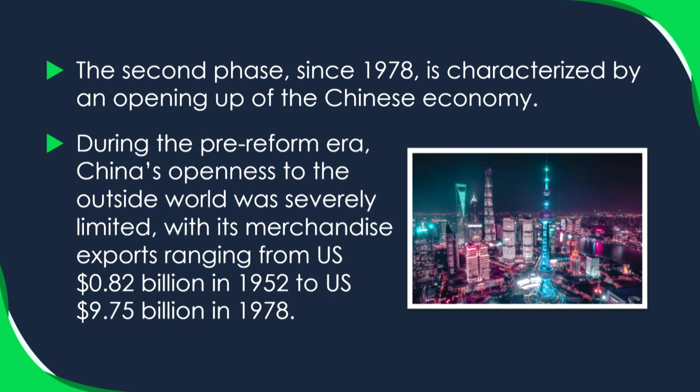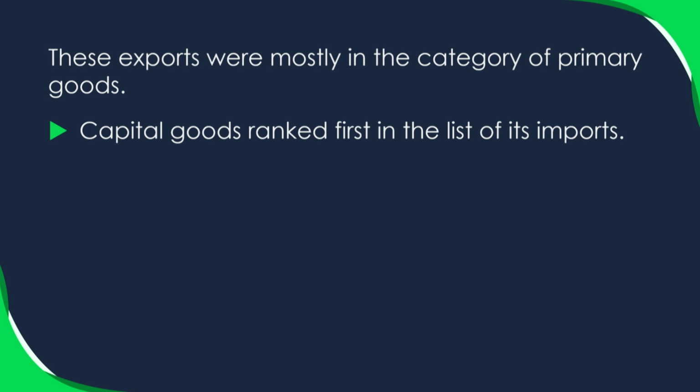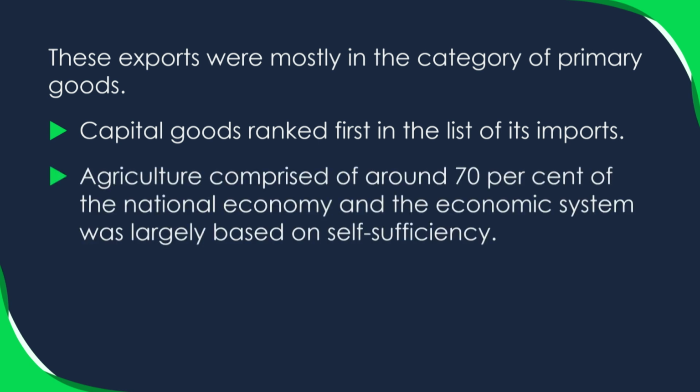During the pre-reform era, China's openness to the outside world was severely limited, with its merchandise exports ranging from $0.82 billion in 1952 to $9.75 billion in 1978. These exports were mostly in the category of primary goods. Capital goods ranked first in the list of its imports. Agriculture comprised around 70% of the national economy, and the economic system was largely based on self-sufficiency.